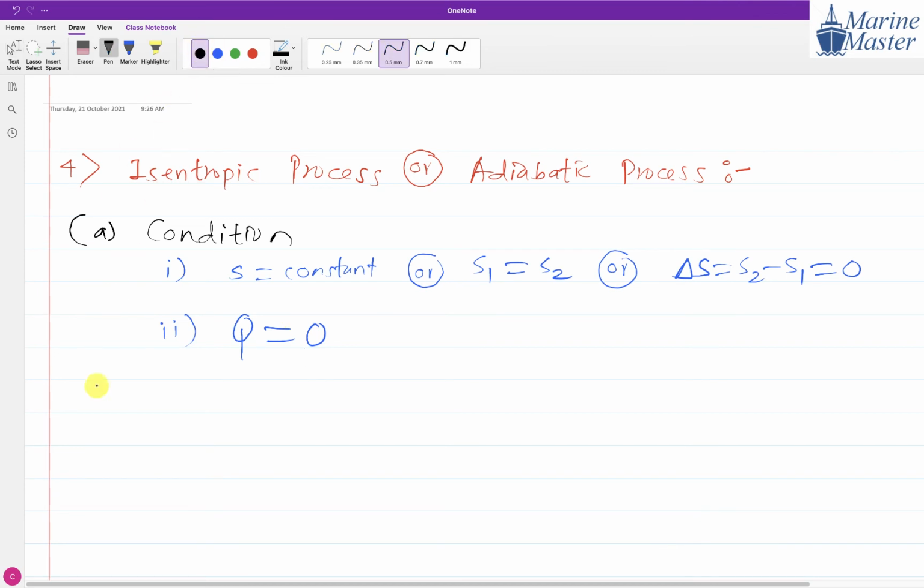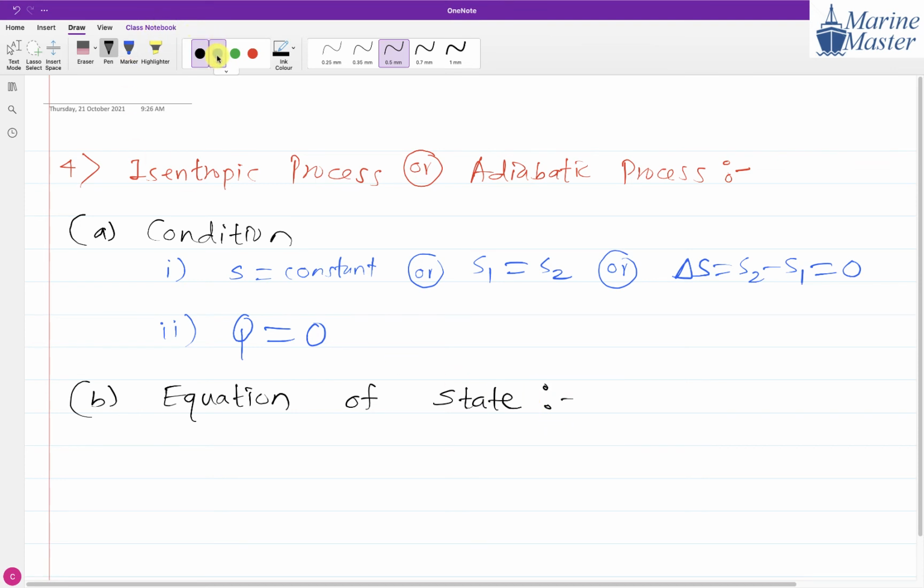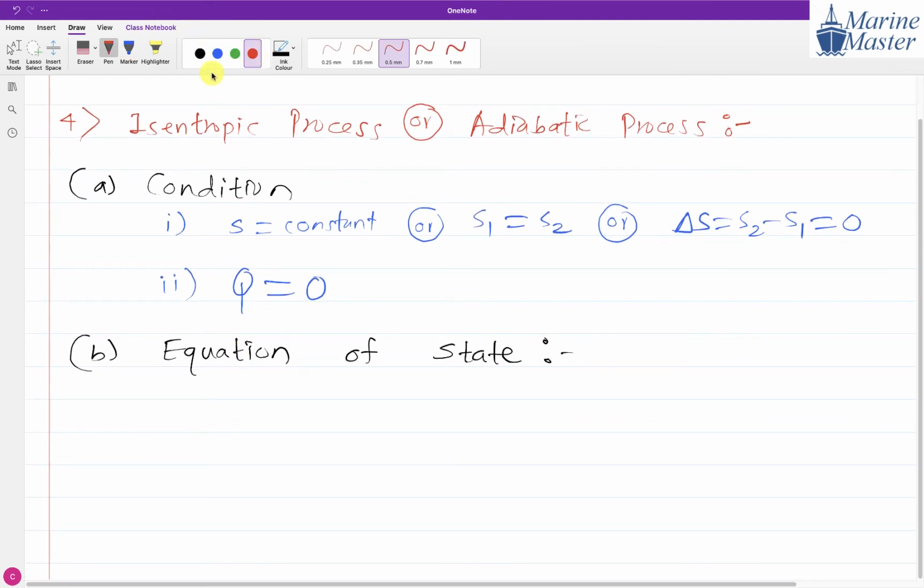Then B point will be the equation of state. Here we will have 3 equations of state. First of all, try to see the scenario here. We are not deriving it from the generalized one. First equation of state is P1 V1 raised to the power gamma is equal to P2 V2 raised to the power gamma.